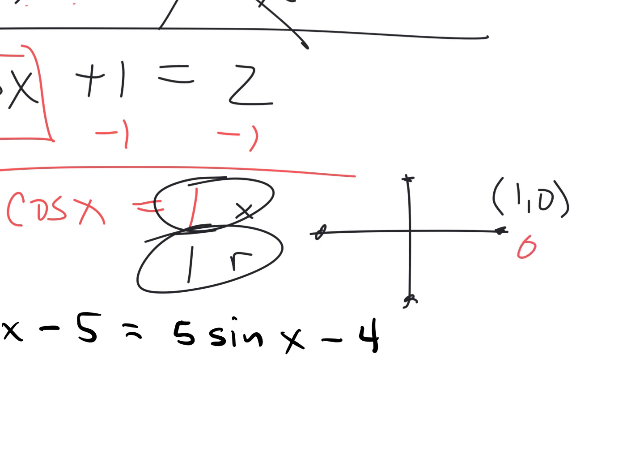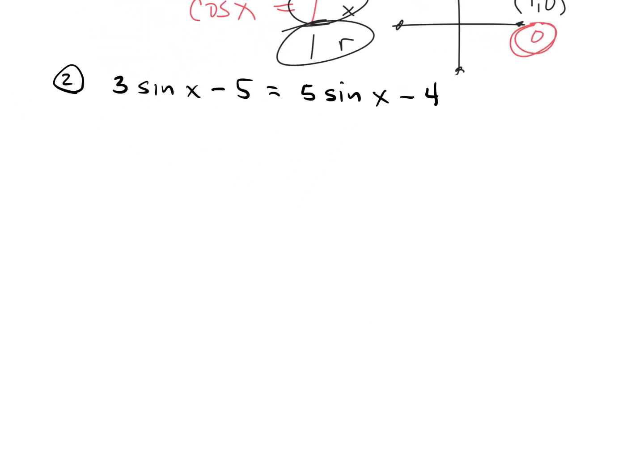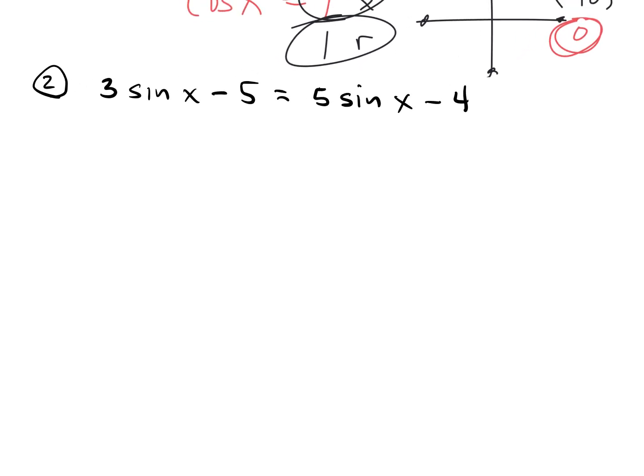Could I put 0 degrees? No, just 0. Because 0 degrees is in the wrong units. We want radians. All right. And now down to this one without any help from me. Everybody please do number 2. It's very similar.